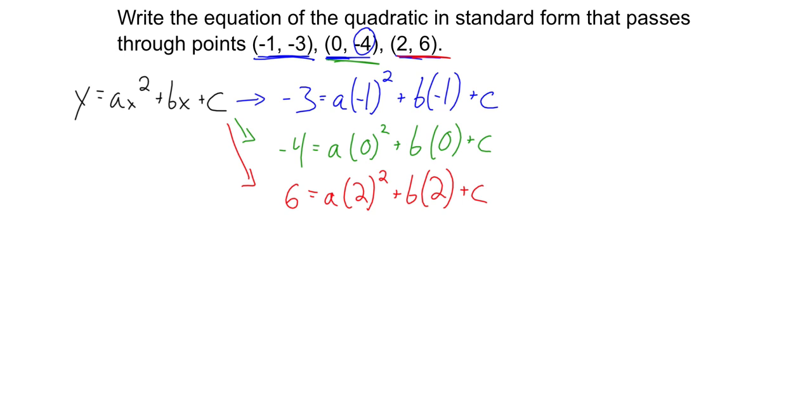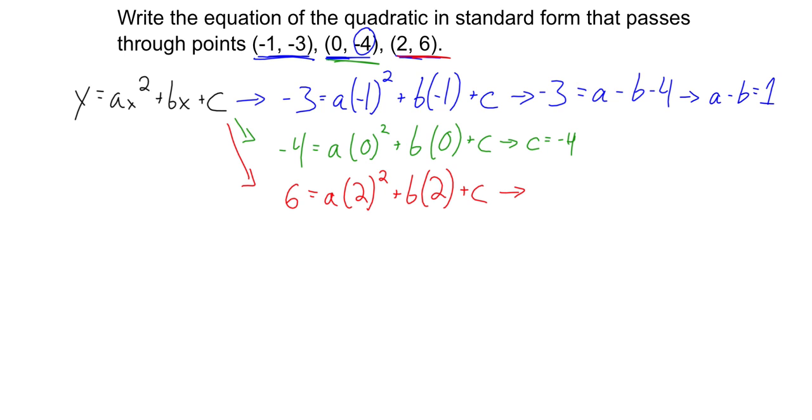Now I can simplify all these. Actually, let's look at this middle one here, because this middle one is going to give me that c is equal to -4. So I can plug that in to both of my other equations. Simplifying the first equation, I have that -3 is equal to a minus b minus 4. Again, c being -4. When I add the 4 to both sides of this equation, I now have that a minus b is equal to +1.